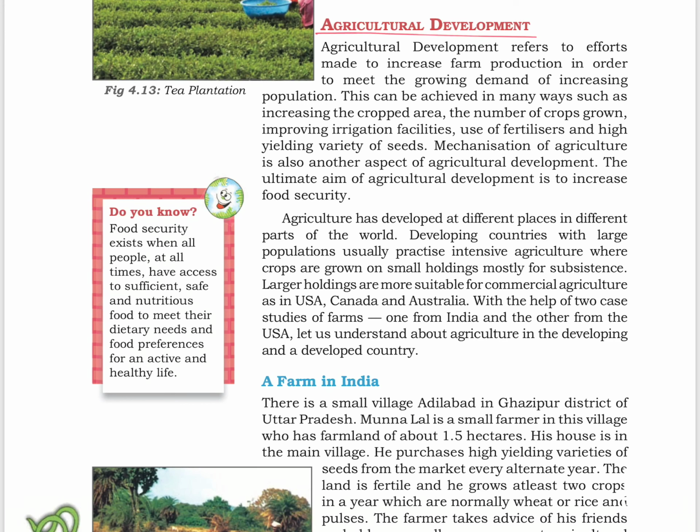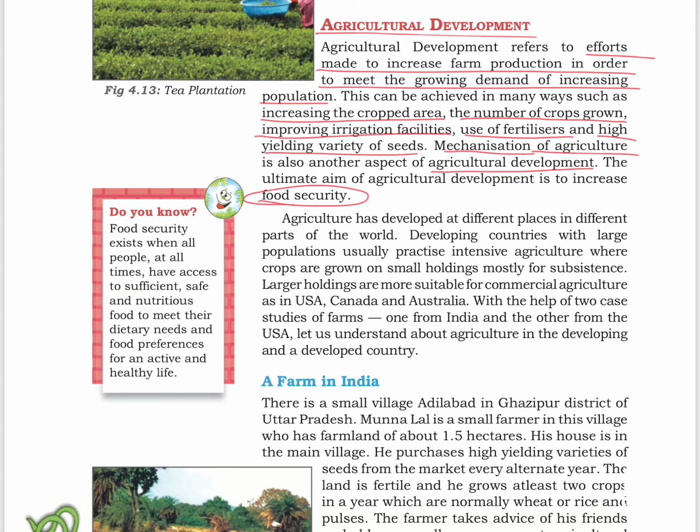Next we have agricultural development. It refers to the efforts made to increase the farm production in order to meet the growing demand of increasing population. This can be achieved in many ways, such as increasing the cropped area, the number of crops grown, improving irrigation facilities, use of fertilizers and high yielding variety of seeds. Mechanization of agriculture is also another important aspect of agricultural development. The ultimate aim of agricultural development is to increase food security.